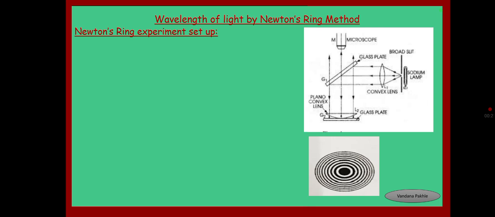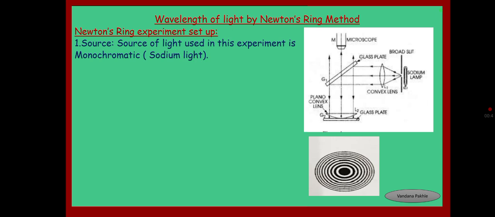So the setup for this is shown in this diagram. Here is a sodium lamp, plano-convex lens, glass plate and one more glass plate used in this experiment. So here, one by one, we note all the points. First, the source of light used in this experiment is a monochromatic source of light. Second point is the plano-convex lens.